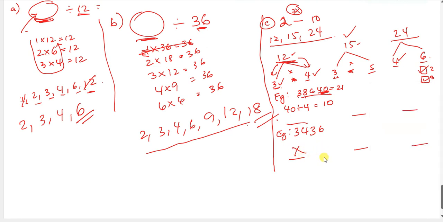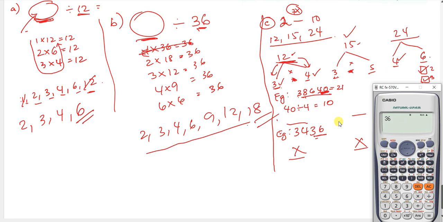What about 15? 15 also gets across because the number doesn't end with a 0 or a 5. What about 24? Let's see. For 4 we have 36. Can we divide 36 by 4? Yes, so that's a tick.